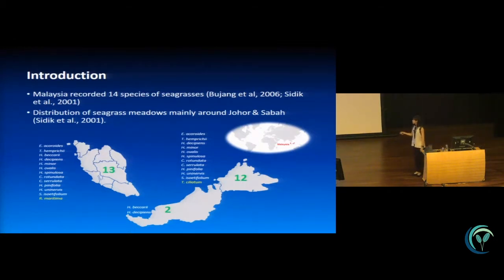For seagrass species, in Peninsular Malaysia we have 13 species in total, in Sabah we have 12, and 2 found in Sarawak, a total of 14 species out of the 60 species in the world. And the major seagrass distribution in this area, where one of my colleagues is doing the dugong work here, is subtidal seagrass, the most extensive in Peninsular Malaysia, and as well for Sabah.